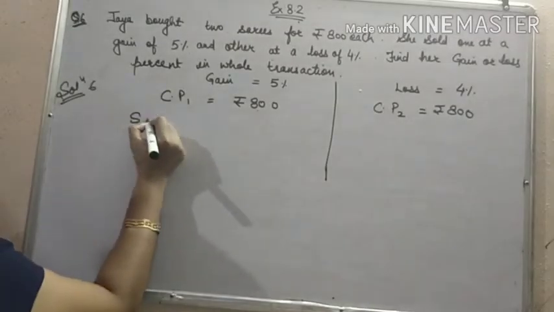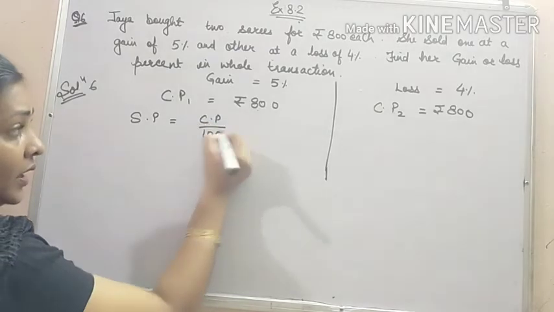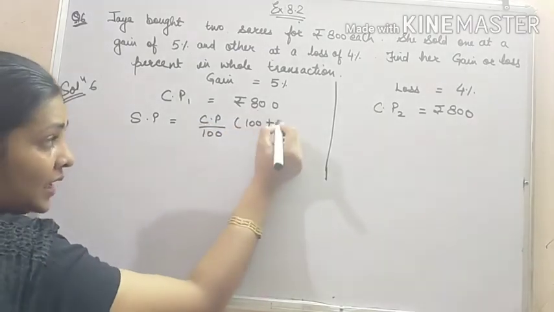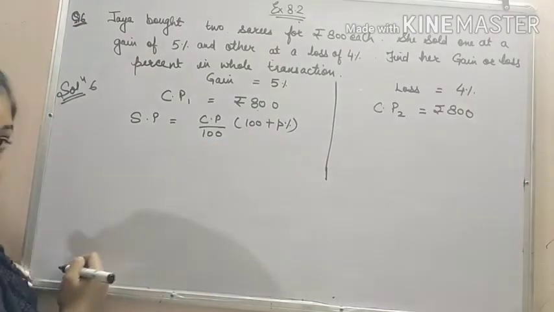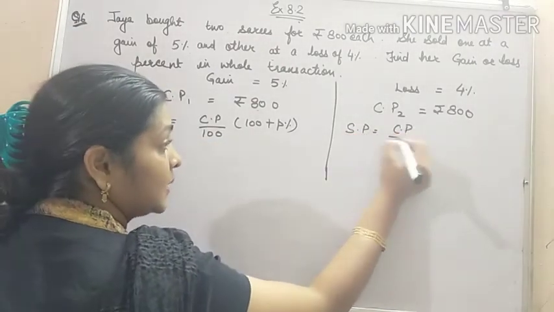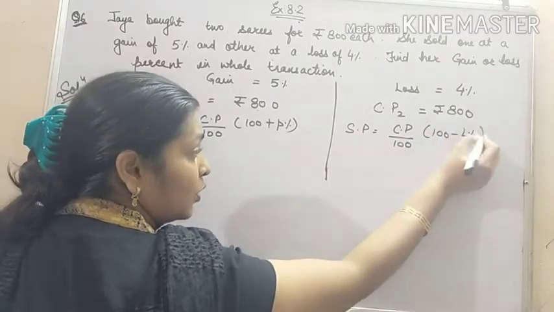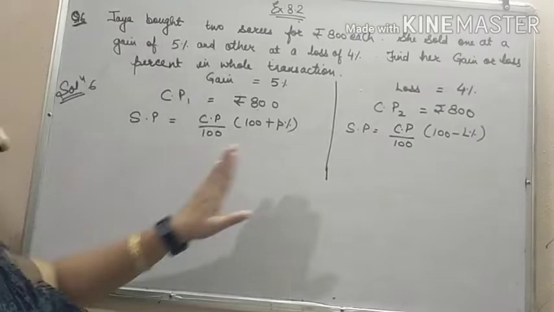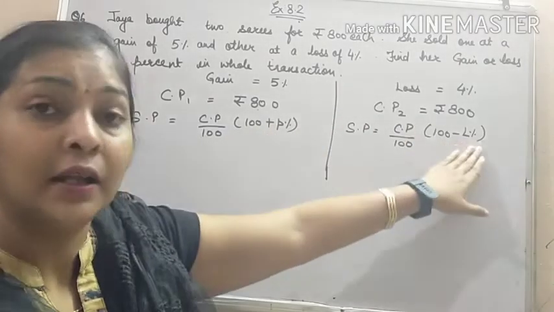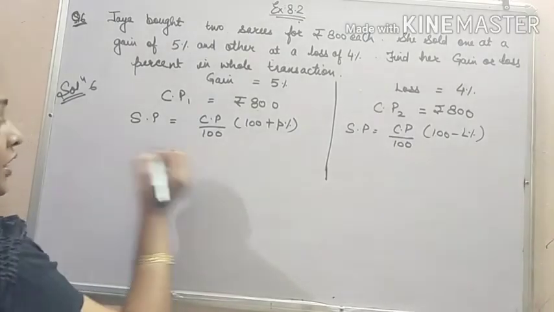Now you know the formula of SP, that is CP by 100 into 100 plus P percent. And for loss, SP will be equal to CP by 100 into 100 minus loss percentage. The only difference is plus P percent, minus loss percent. Is that clear? Now substitute the values.